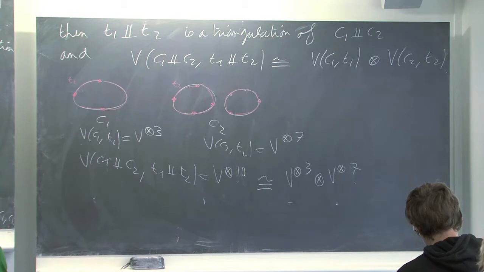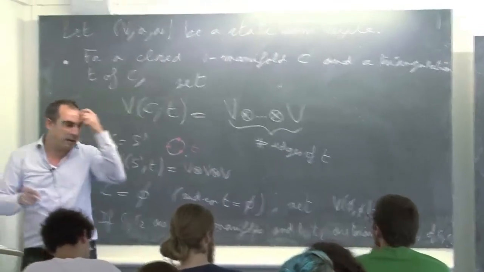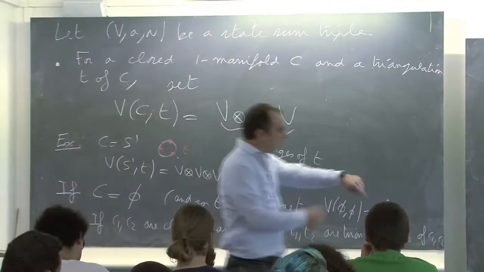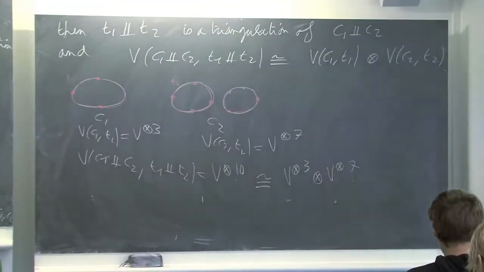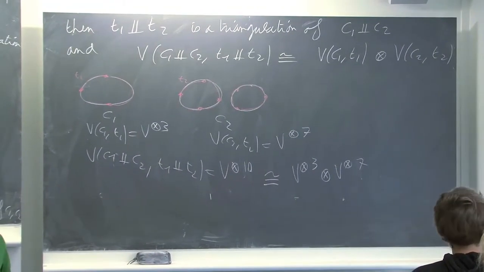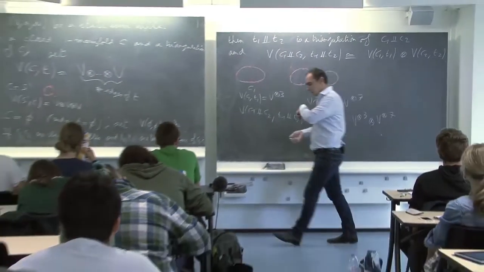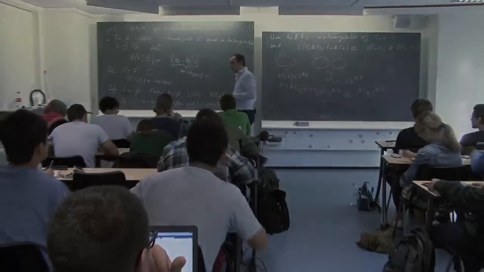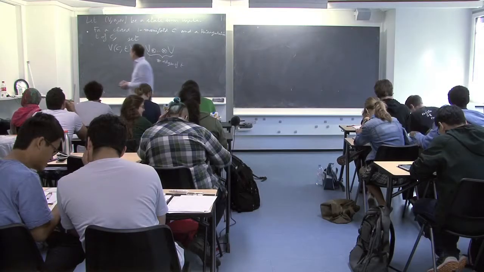Okay. And so we have assigned a vector space to a triangulated one-manifold. Next time, after the break, we will see how to assign a vector to a surface with boundary. Okay, so maybe we make a break.